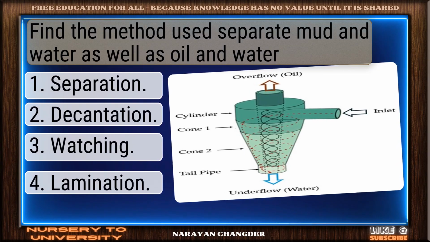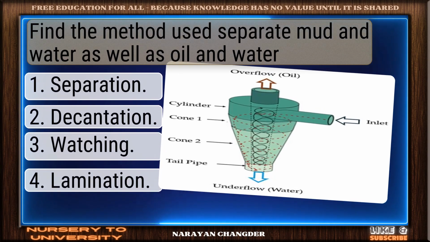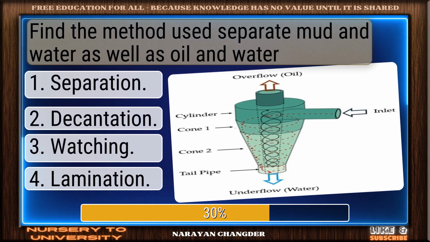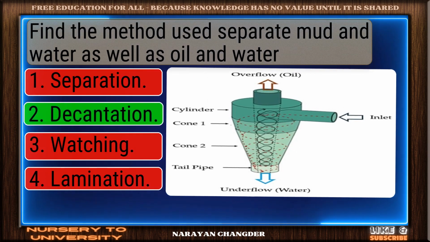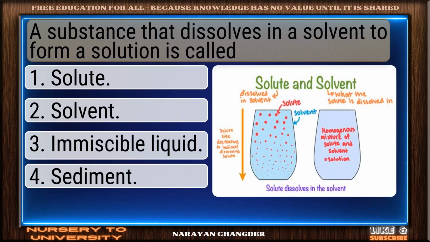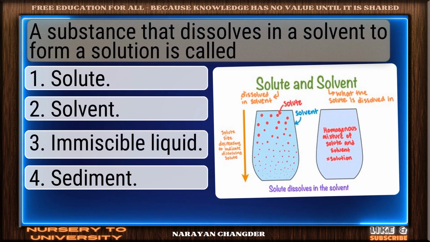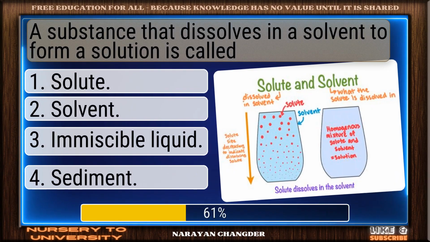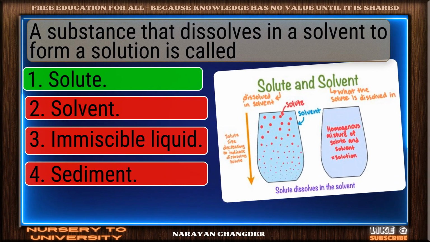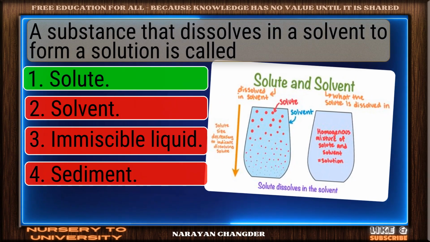Find the method used to separate mud and water as well as oil and water. Well picked. Decantation is the correct answer. A substance that dissolves in a solvent to form a solution is called... Exactly. Solute makes sense and it is the right choice.